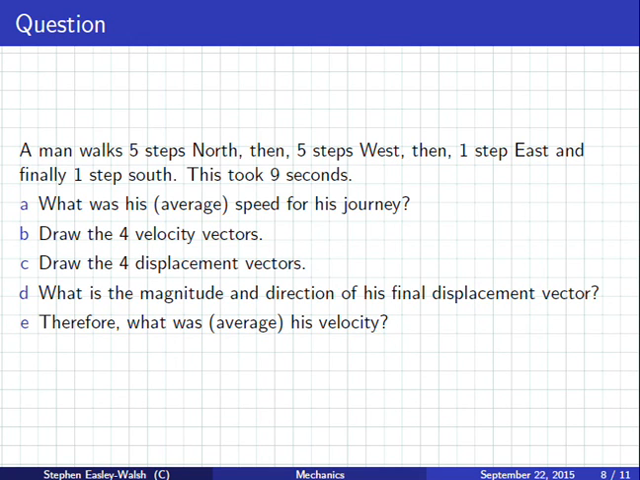But I want you to see how it's similar to averages in maths. So if I have 4 numbers, I add them and divide by 4. If I have 4 vectors, I add them and divide by the time, in this example. A question like this was in the exam. So we're starting to look at what you might get in the exam as a question.